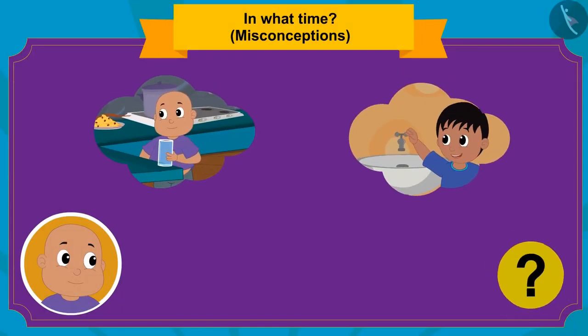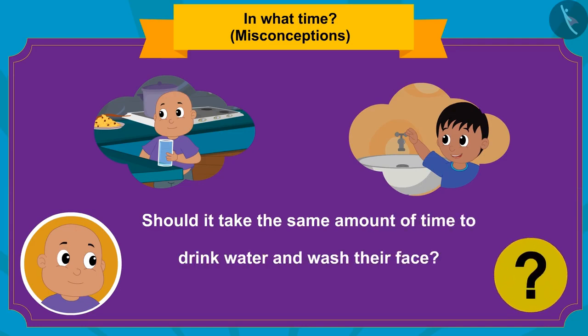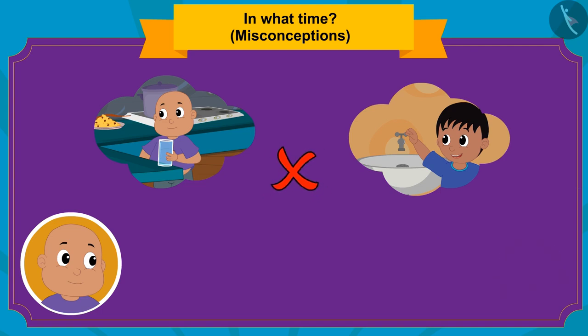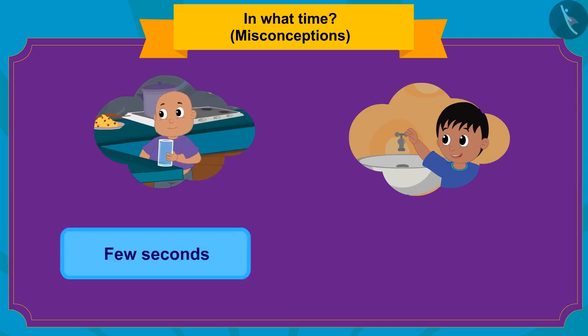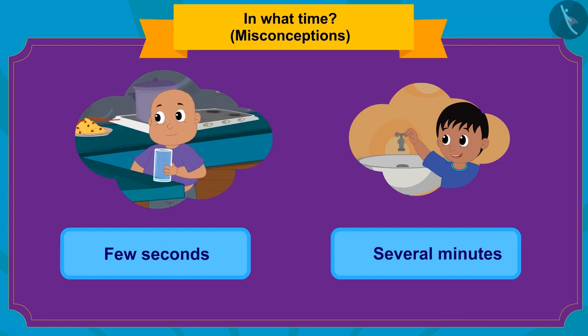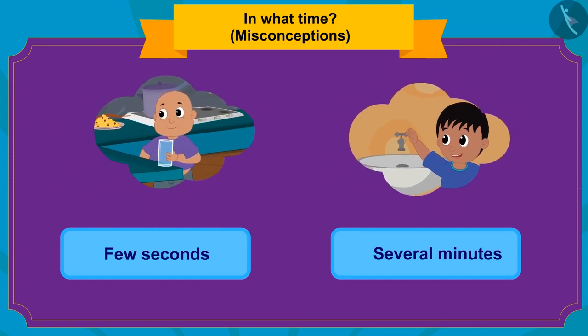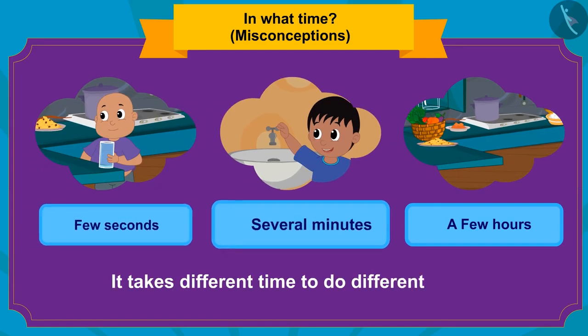Kids, is Bablu thinking correctly? Does it take equal time to drink water and washing up? Bablu is thinking wrong. It only takes a few seconds to drink water. But washing up takes several minutes. So Bablu and Raju will not take the same amount of time. Remember kids, it takes different time to do different tasks.